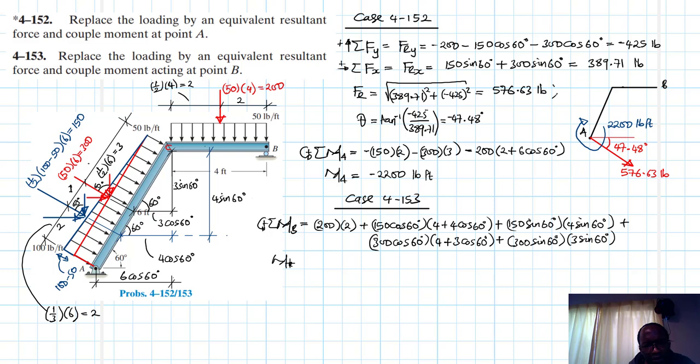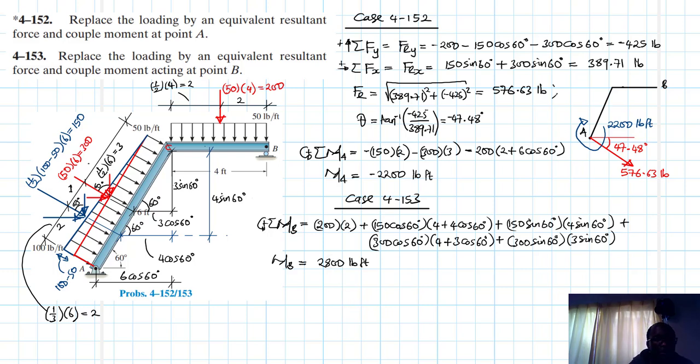This one gives us MB, which is equal to 200 by 2 plus 150 cos 60 times 4 plus 4 cos 60 plus 150 sine 60 times 4 sine 60 plus 300 cos 60 times 4 plus 3 cos 60 plus 300 sine 60 times 3 sine 60. Alright, so we have 2,800 pounds feet.